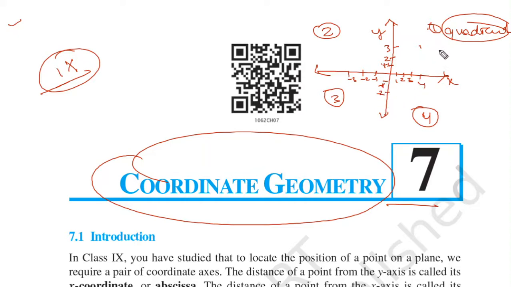So the first quadrant was the plus-plus quadrant. The second quadrant was minus-plus, that means minus for x and plus for y. Similarly in the third quadrant it is minus for x and minus for y. In the fourth quadrant it was plus and minus. So this was all about quadrants, and also you knew about abscissa and ordinates.